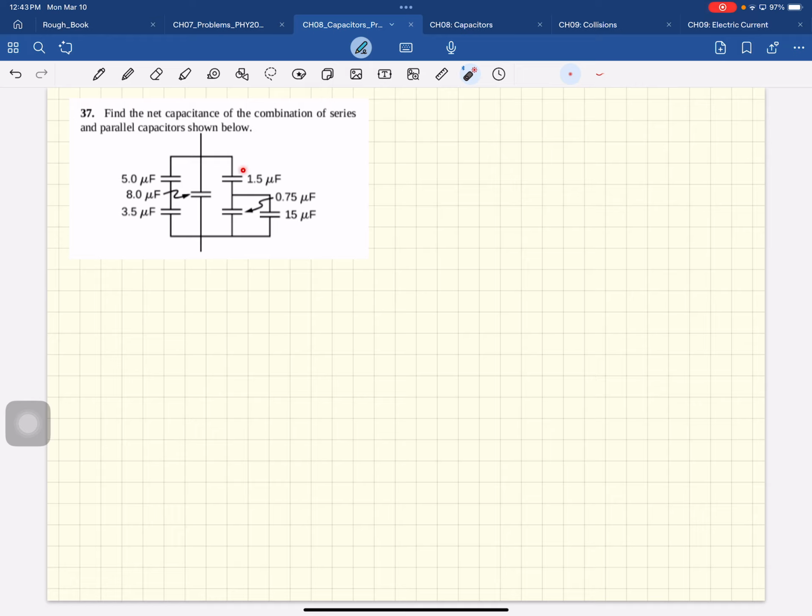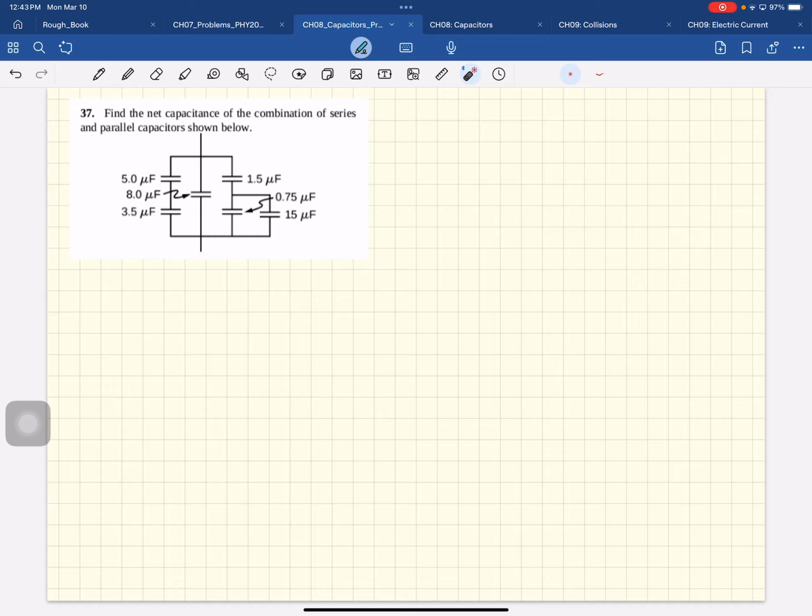Okay, in this problem, you have this bank of capacitors. Okay, find the net capacitance of the combination of series and parallel capacitors shown below. Okay. So when you do problems like this, well, generally you have something like that because this little capacitor is doing one job, this guy is doing another job. See, this entire thing is connected to battery, and all these are doing their own jobs.